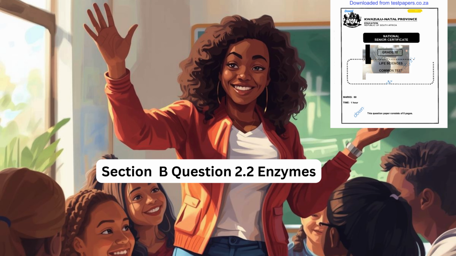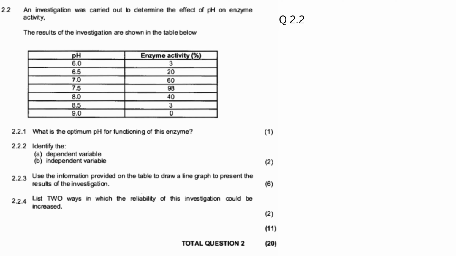Part 5. Enzymes and Graphs, question 2.2. Take a look at the table provided in your paper. It shows how enzyme activity changes as the pH levels go from 6.0 all the way to 9.0. Question 2.2.1. What is the optimum pH for functioning of this enzyme? The optimum pH is 7.5.